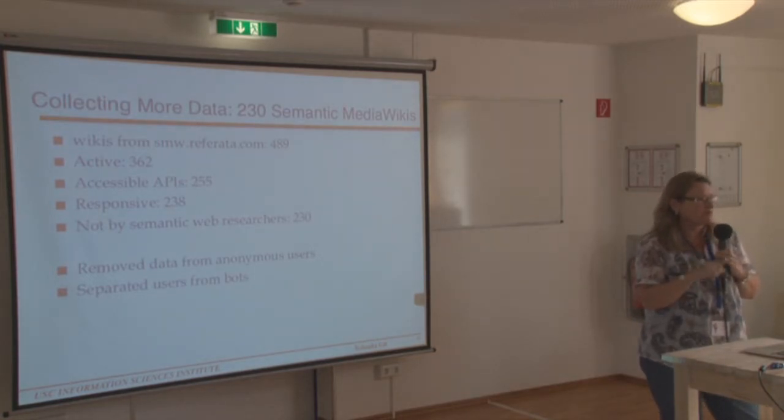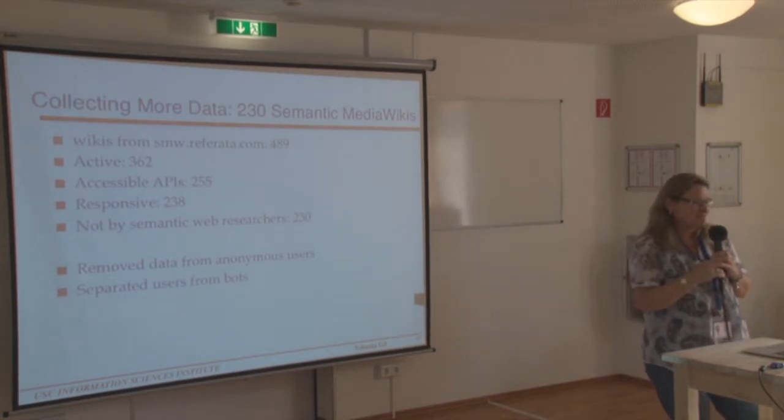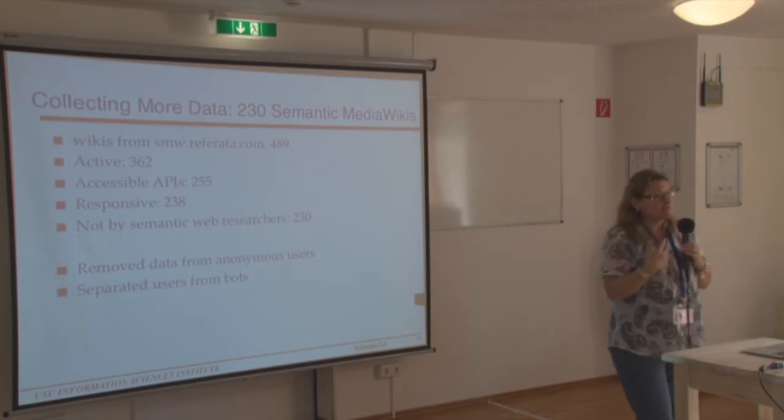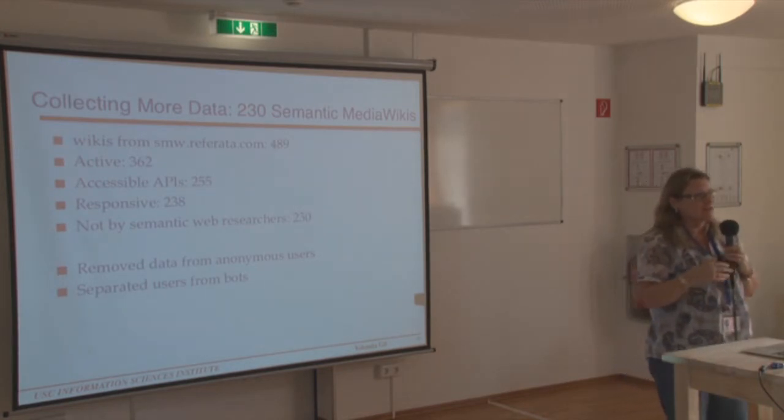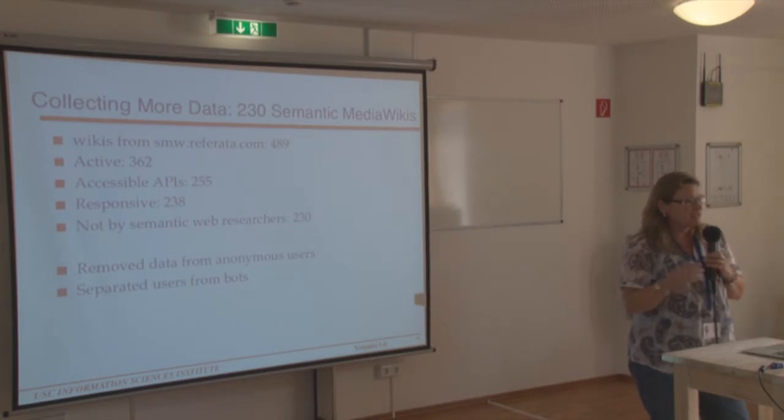And we took out wikis that we knew were developed by semantic web researchers, because we don't count. We also took out data from anonymous users, because we thought that might include a lot of spam and really bias the data. And then also we took care to separate users from bots.